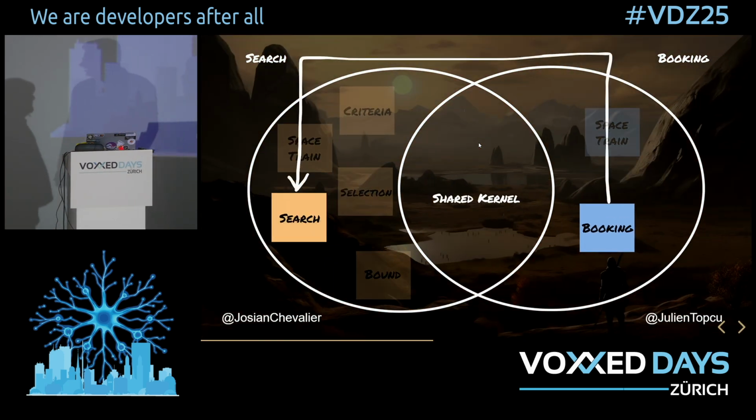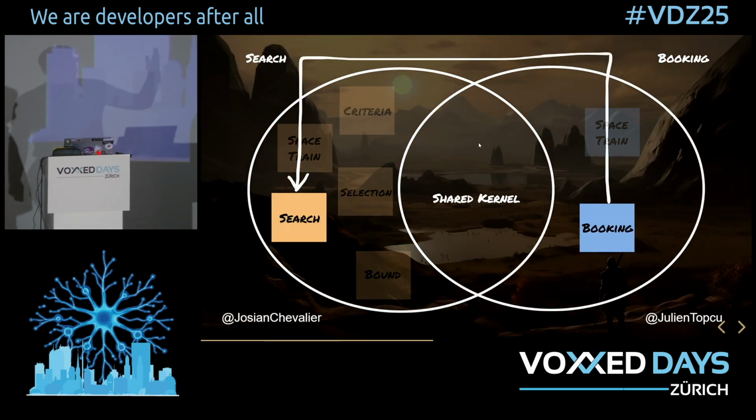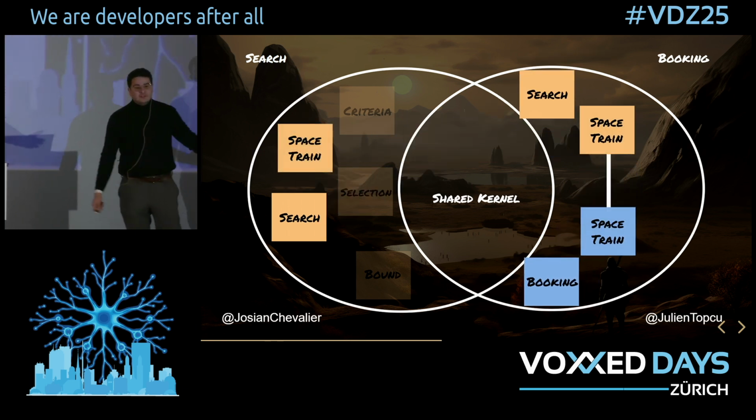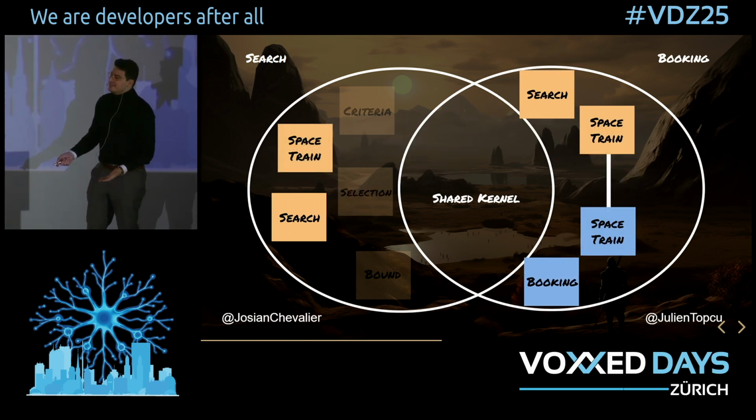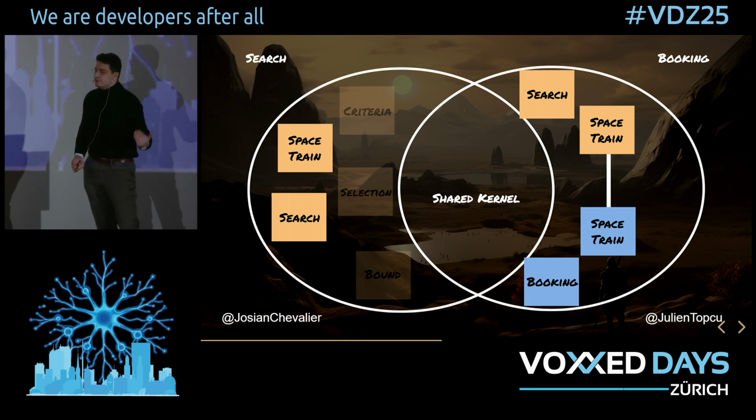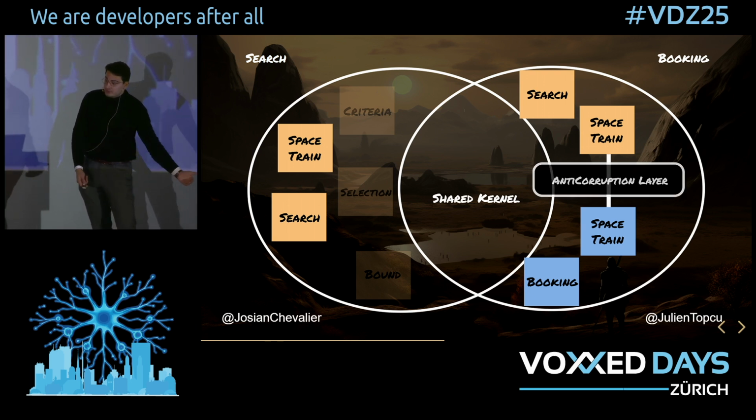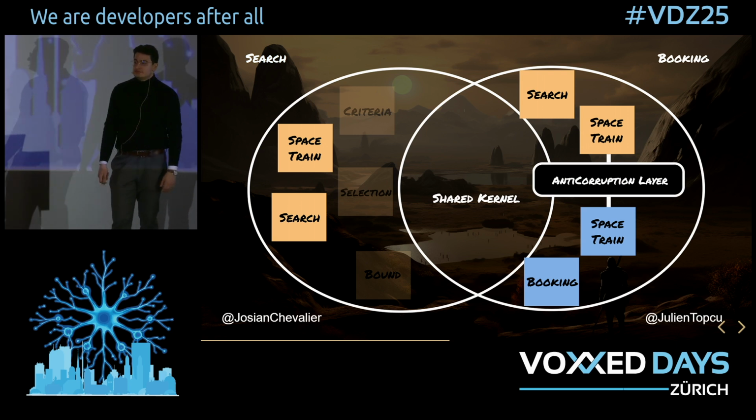Not again. As you can see, you import search inside of the booking, which means potentially you're contaminating it with anything that comes from the search. All that because you tried to translate a space train from the search into a space train of the booking. You tried to make an anti-corruption layer. Okay, so it's a good thing, right?